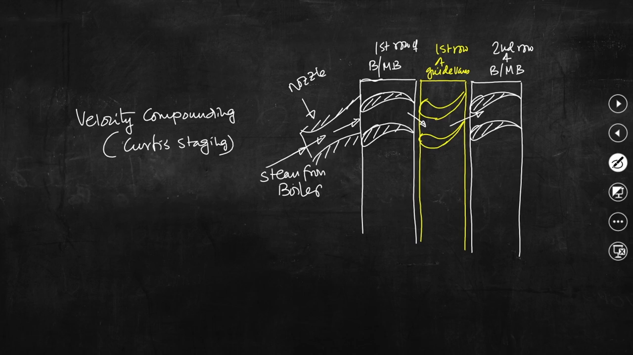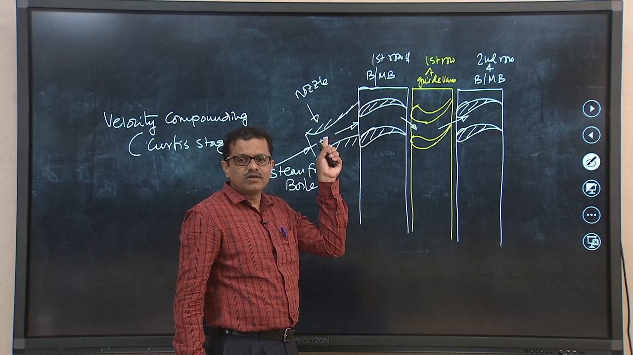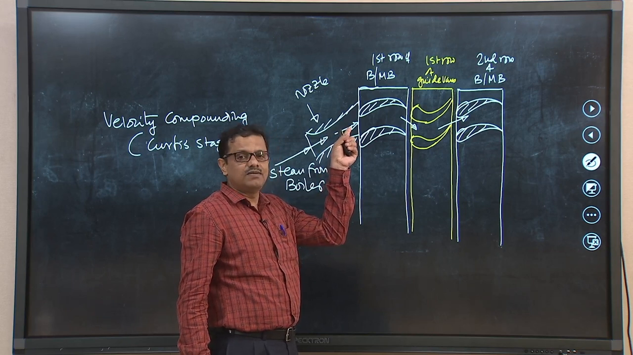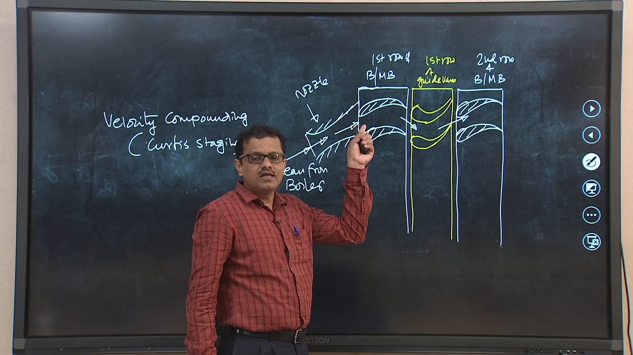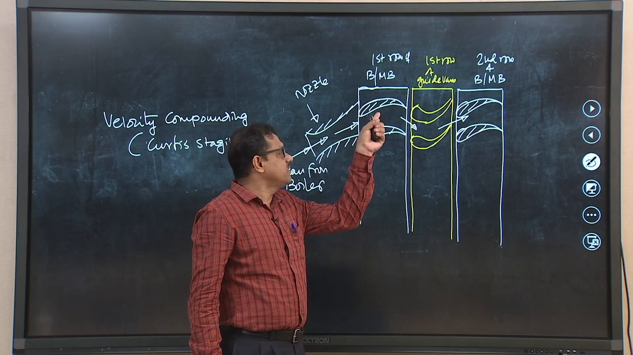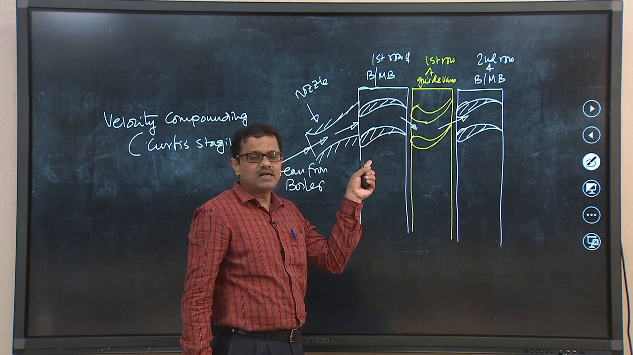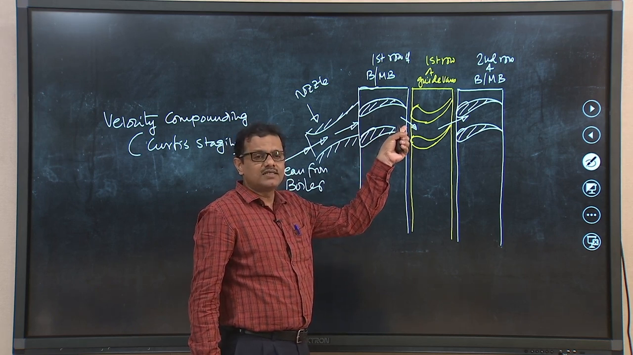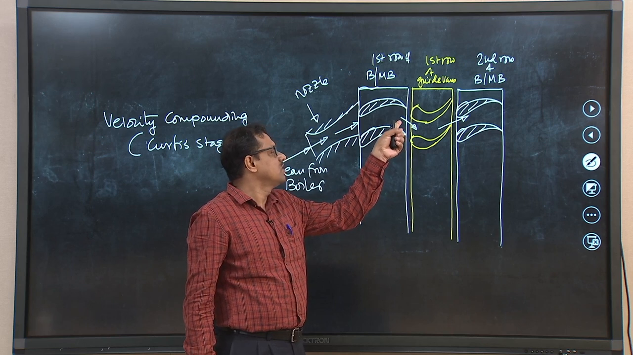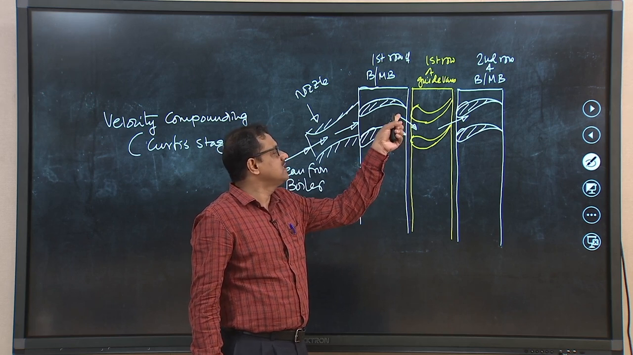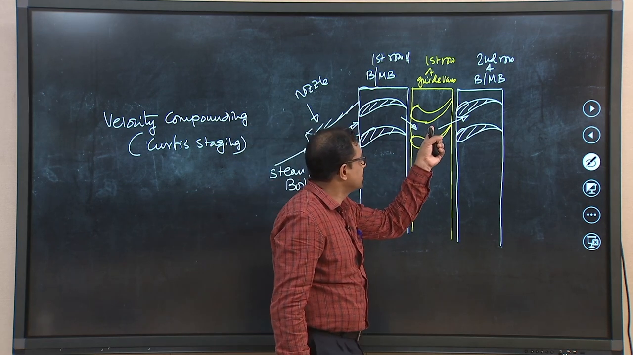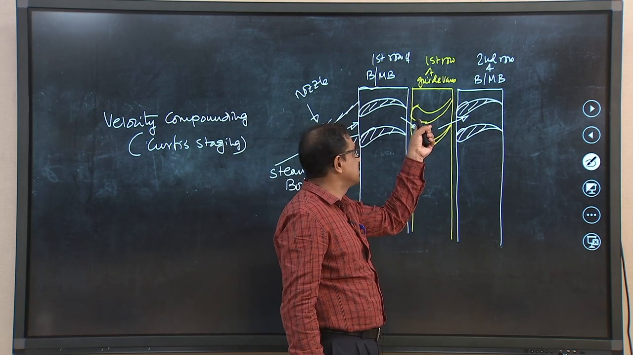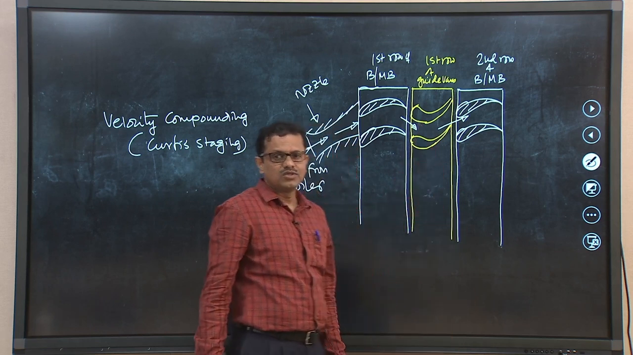So, try to understand, it is the nozzle wherein total pressure drop occurs. It is because of this total pressure drop, the velocity of steam leaving the nozzle will be very high. Kinetic energy of steam will be very high. So, that kinetic energy is partly utilized in the first row of moving blades, and the remaining kinetic energy, that means the velocity of steam, will be very high even at the exit of the first row of moving blades.